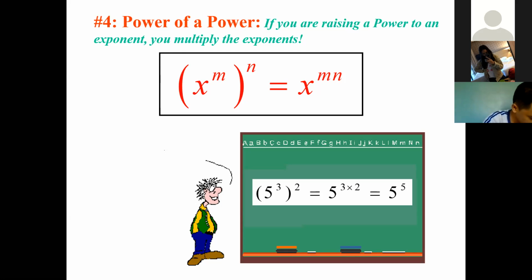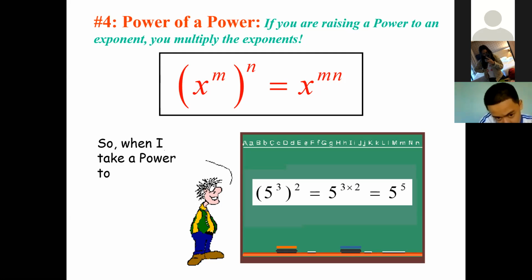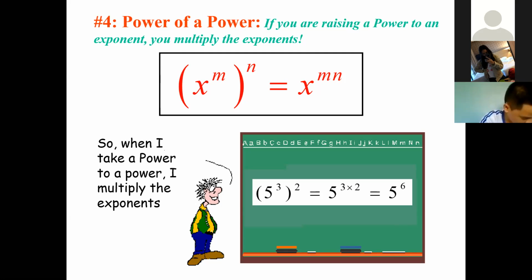6, no? Not 5. Oh, my answer is wrong. So let's change that. My magic power, I'll change that. There, there. So 3 times 2 is 6 and not 5. Mali ako doon. So 5 to the power of 3 times 2 is 5 to the power of 6.